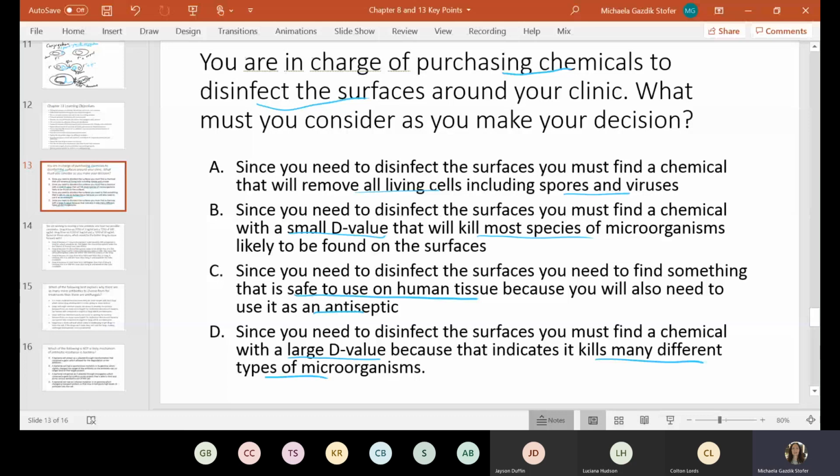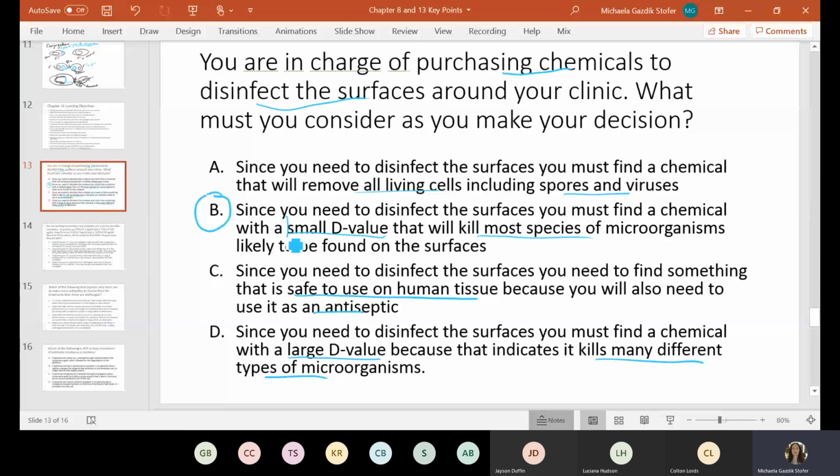So go ahead in the chat. What do you guys think? A, B, C, or D? Okay, I'm seeing some B's and some A's show up. The answer to this one is B.